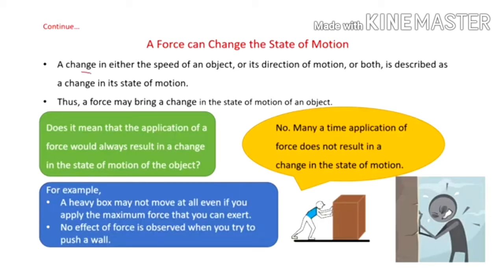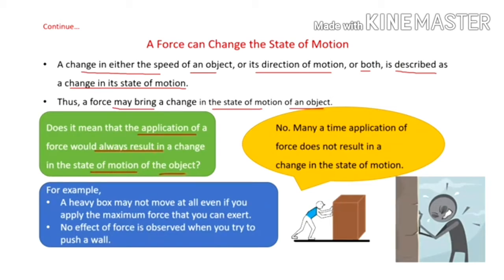So, a change in either the speed of an object or its direction of motion or both, that is the change in its state of motion. Thus, a force may bring a change in the state of motion of an object. Does it mean that the application of force would always result in a change in the state of motion of the object?